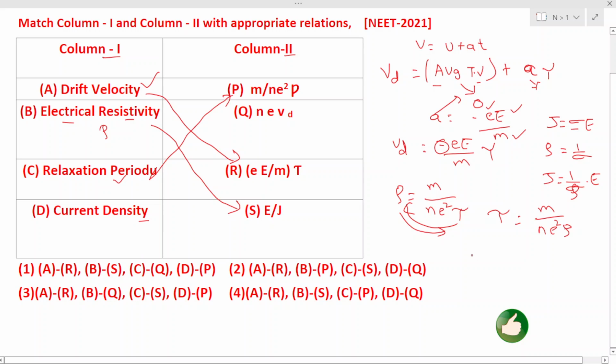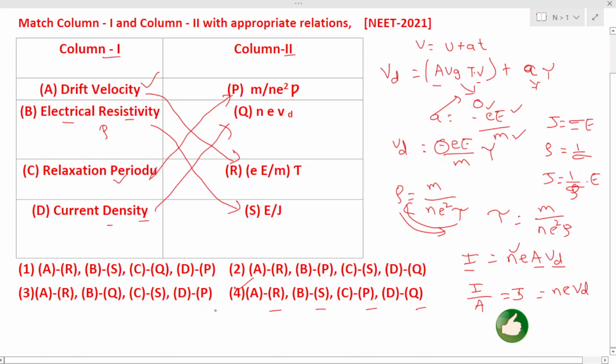Next, current density. The formula that connects current and drift velocity is I is equal to n e A Vd, where Vd is the drift velocity, A is the area, I is the current, and n is the number of electrons per unit volume. Bringing A down, I by A, which is nothing but J, the current density, is equal to n e Vd. So the formula for current density is n e Vd. So for A it is R, for B it is S, for C it is P, and for D it is Q. So the option is the fourth option.